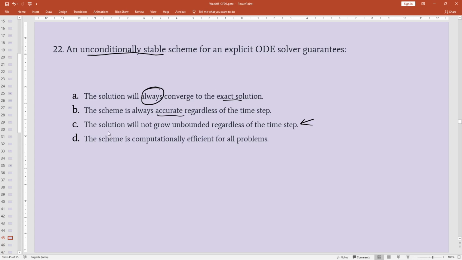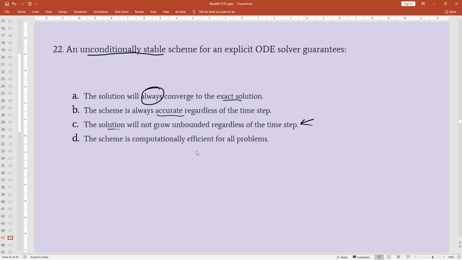The third one, the solution will not grow unbounded regardless of the time step. That is a characteristic of a stable scheme: stable means the fluctuations in the solution will minimize, at least it will be stable. So option C is the best option among the four. That is, the solution should not grow uncontrolled.